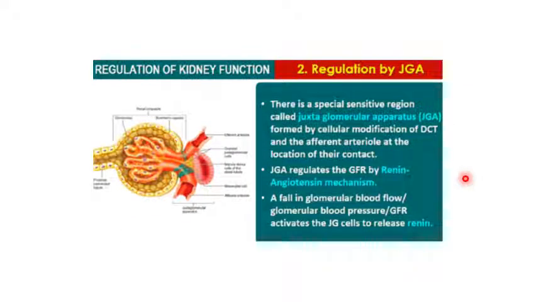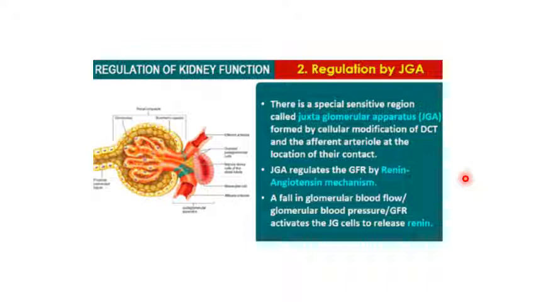Now let us understand the regulation by another hormone, by another region, that is the juxtaglomerular apparatus, also JGA. This is formed by cellular modification of DCT, distal convoluted tubule, and the afferent arteriole at the location of their contact. So this juxtaglomerular apparatus regulates the flow rate by renin-angiotensin mechanism.